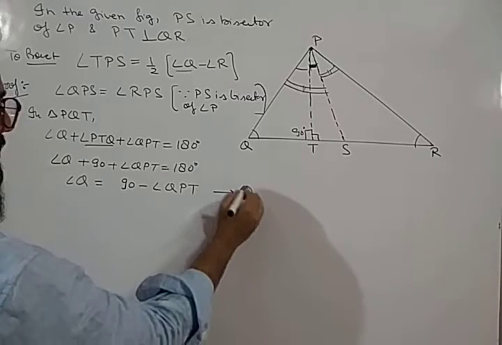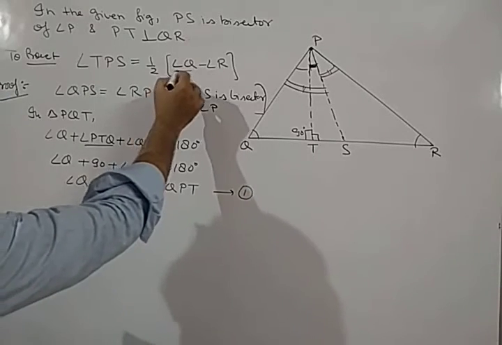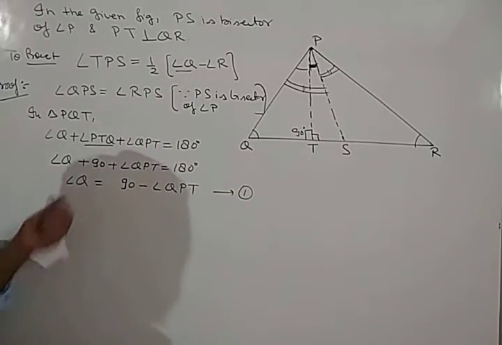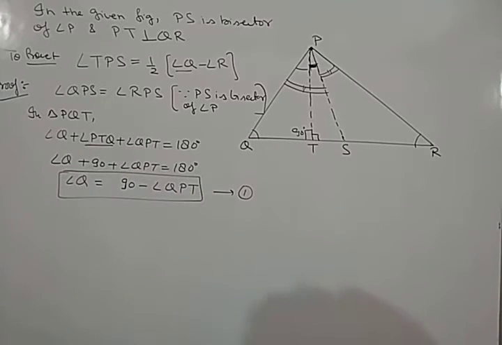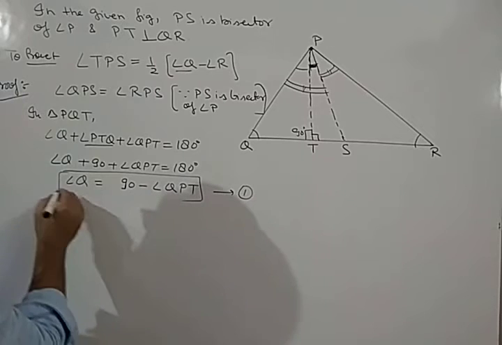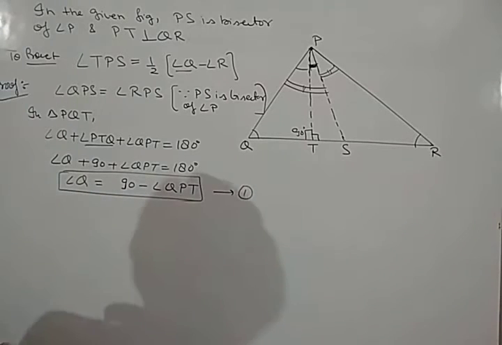Let us take it as equation number 1 because we have to find angle Q. So we have found angle Q is equal to 90 minus angle QPT. This is our first equation. Okay. Angle Q is equal to 90 minus angle QPT.